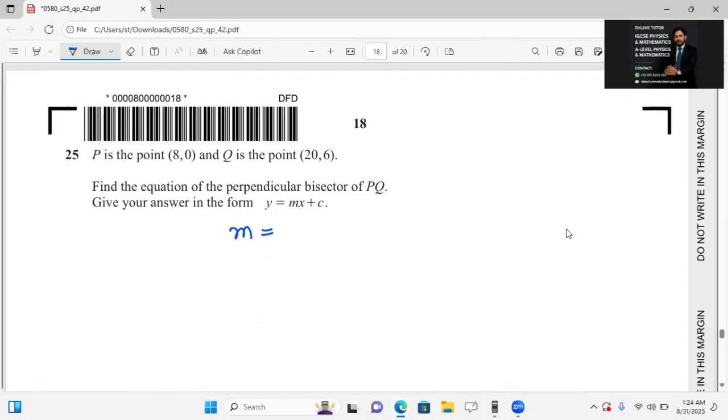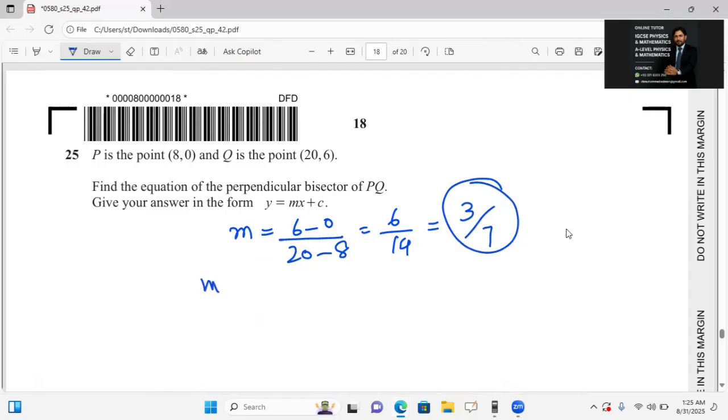M is equal to 6 minus 0 over 20 minus 8, which is 6 over 14, so 3 over 7. This is m. Now go for the midpoint, because you need the perpendicular bisector.